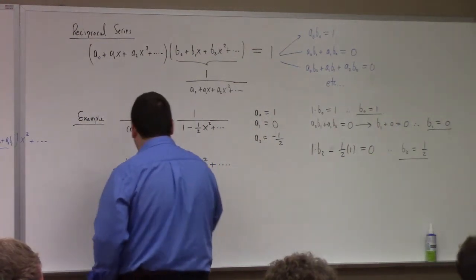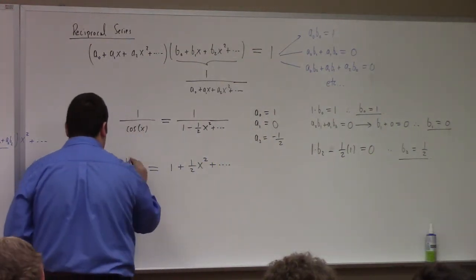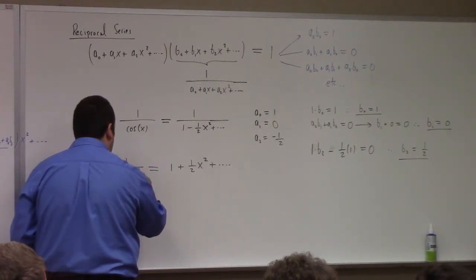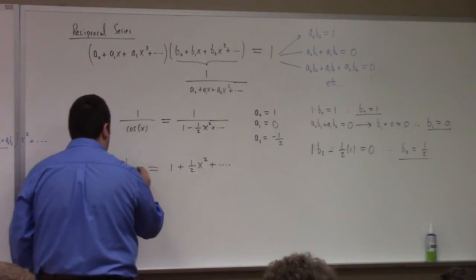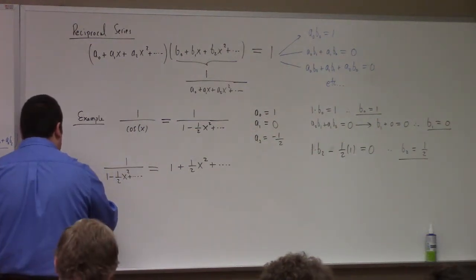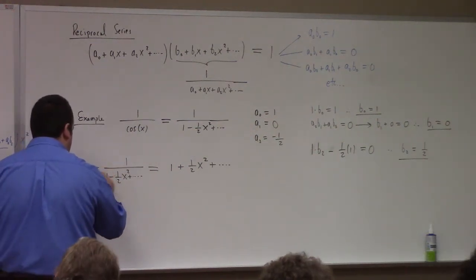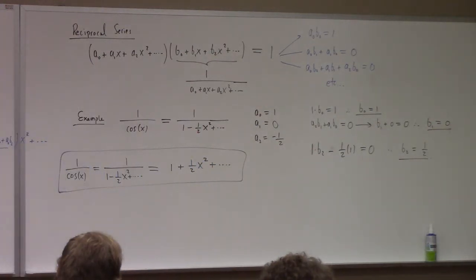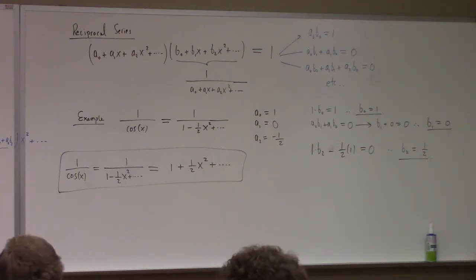So that's one way we could find the reciprocal of a series: by just solving the equations that are suggested by the Cauchy product directly. Now, is there any other way we can find the reciprocal of a series? Is there a better way? There is.